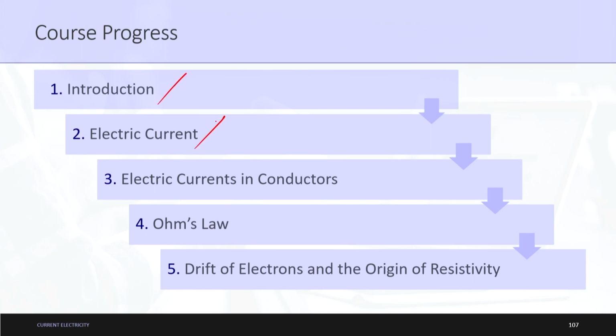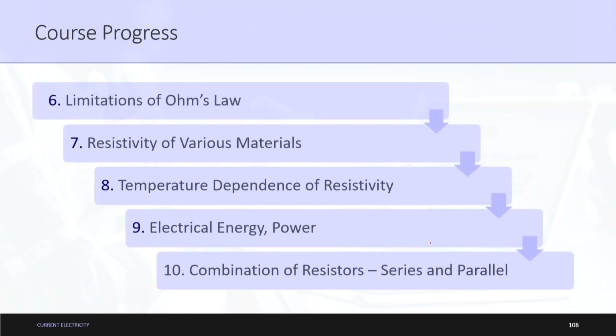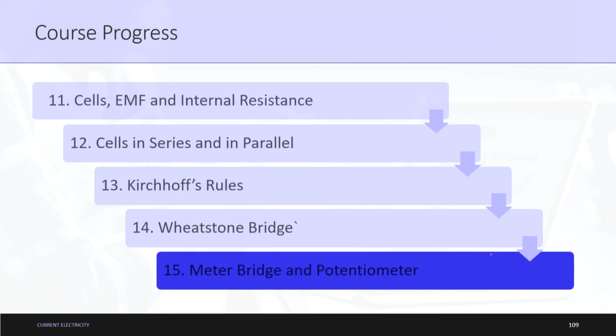So, this is the course progress, we understood everything: introduction, electric current in conductors, Ohm's law, drift of electrons and origin of resistivity, limitations of Ohm's law, resistivity of various materials, temperature dependence of resistivity, electrical energy and power, combination of resistors series and parallel, cells, EMF and internal resistance, cells in series and parallel, Kirchhoff's rules, Wheatstone bridge, and finally in the previous discussion I also explained to you meter bridge and potentiometer. So, that is the end of your complete current electricity.